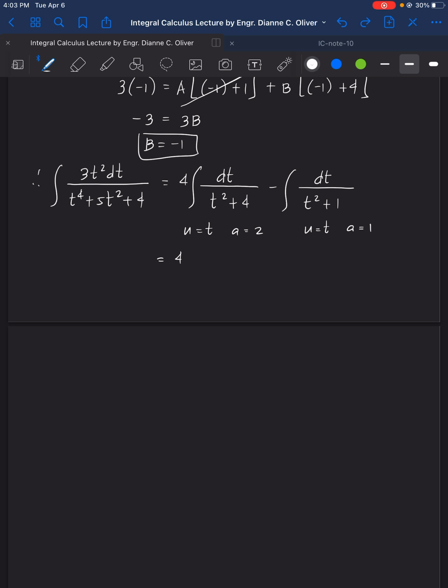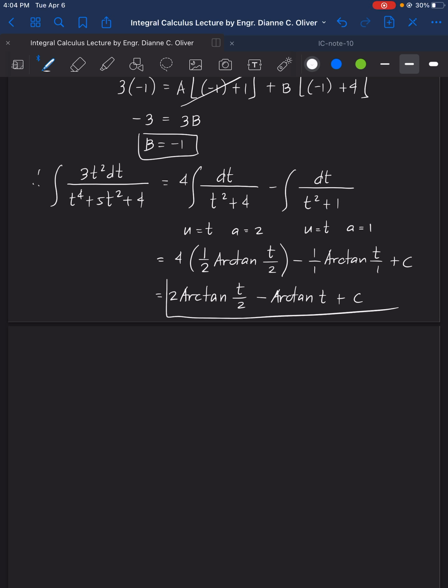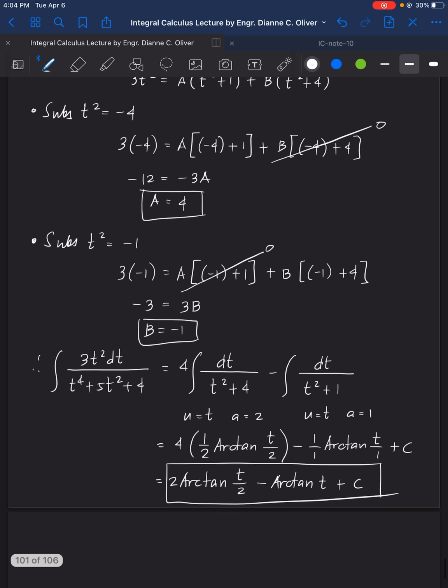So this becomes 4, then we have here 1 over a. 1 over a is 1/2 arctan u over a minus 1 over a arctan u over a plus c. So this becomes 2 arctan t over 2 minus arctan t plus c. So that's for number 3.